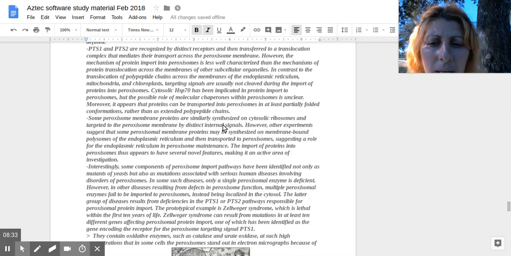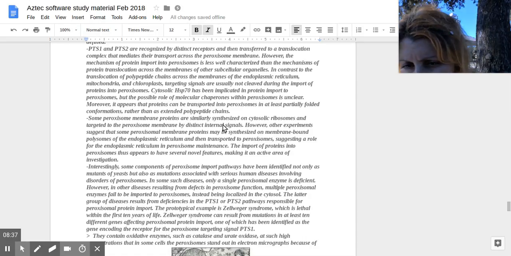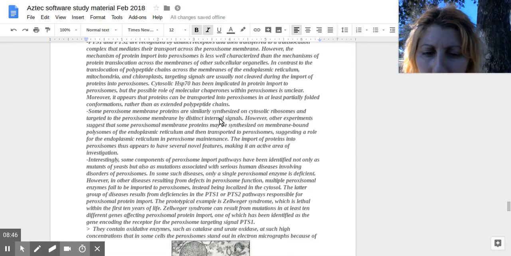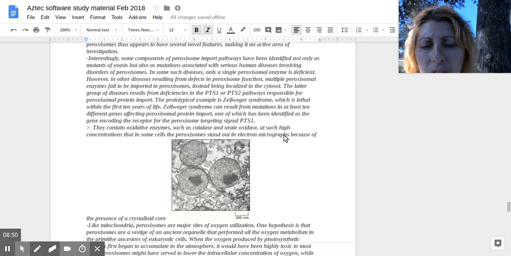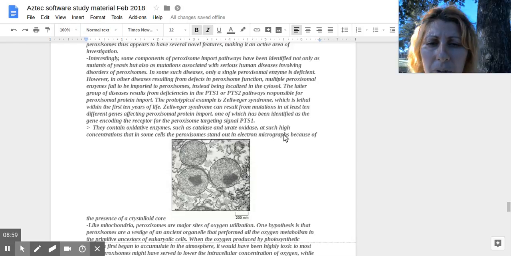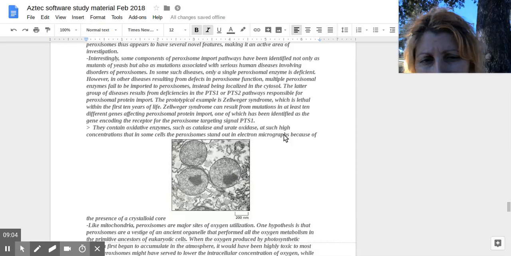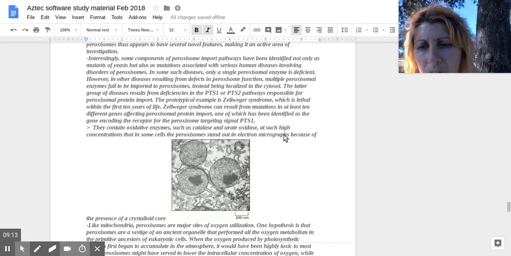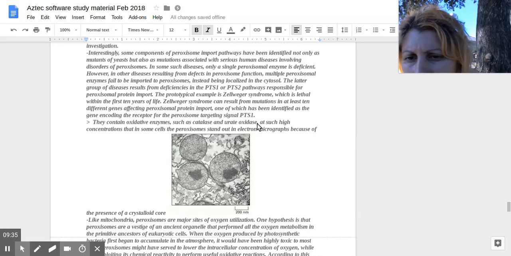Interestingly, some components of peroxisome import pathways have been identified not only as mutants of yeast, but also as mutations associated with several human diseases involving disorders of peroxisomes. In some such diseases, only a single peroxisomal enzyme is deficient. However, in other diseases resulting from defects in peroxisome function, multiple peroxisomal enzymes fail to be imported to peroxisomes, instead being localized in the cytosol. The latter group of diseases result from deficiencies in PTS1 and 2 pathways responsible for protein import into the peroxisome. The prototypical example is Zellweger syndrome, lethal within the first 10 years of life, which results from mutations in at least 10 different genes affecting peroxisomal protein import, one of which has been identified as the gene encoding a receptor for peroxisomal targeting signal PTS1.